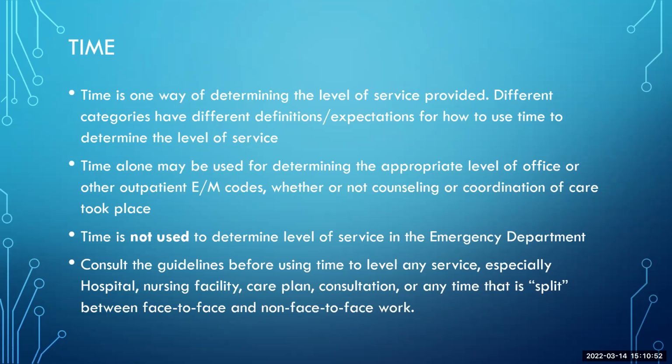Prior to 2021, you couldn't just use time as a way to determine the right level. Now you can. Now, if the documentation says we spent 20 minutes with the patient and provides a lot more detail, you can just use that 20 minutes to determine the right level for an outpatient code. Previously, you could not.